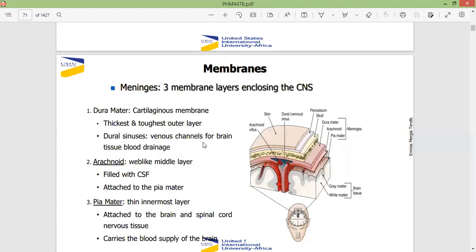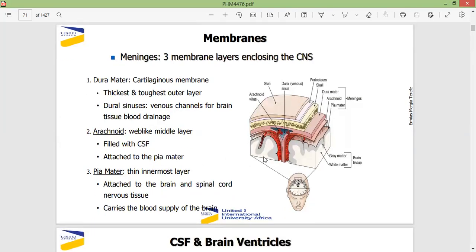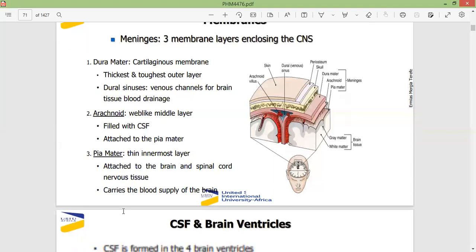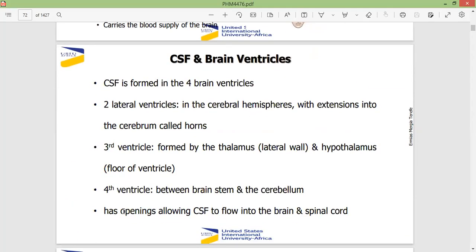Being the thickest, protection is its major role. The venous channels for brain tissue blood drainage are found here in the dural sinuses. The arachnoid, as we said, is where the CSF is flowing. And then the pia mater is what carries the blood supply of the brain. In the pia mater is where we'll see our capillaries from the circulatory system.